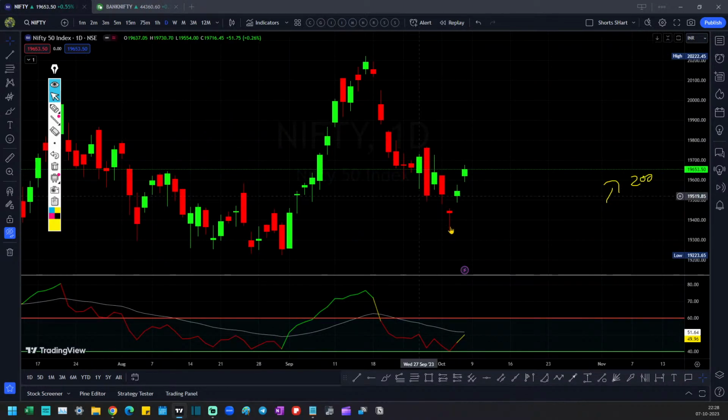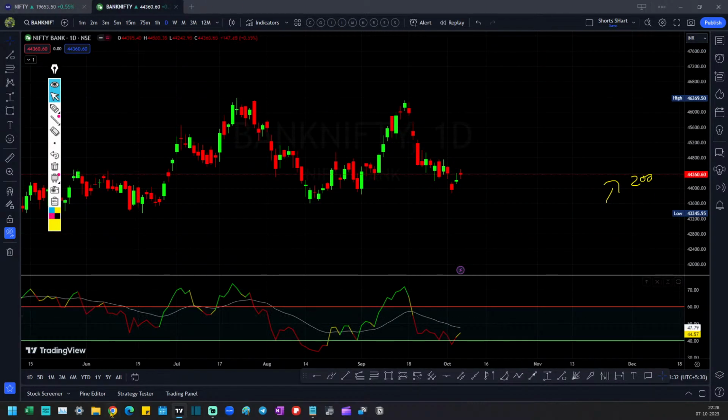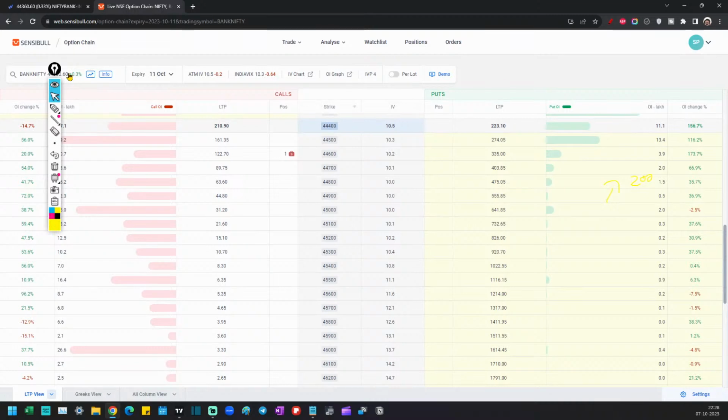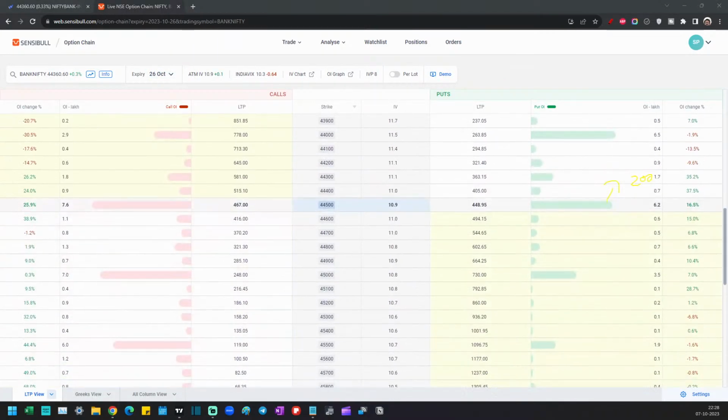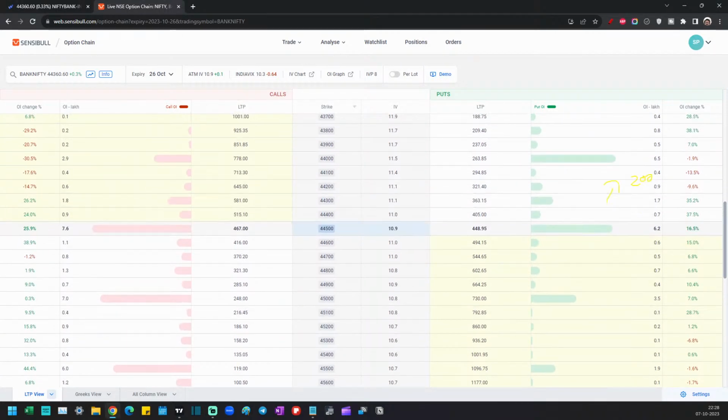But in Nifty, we can see that the put writers have gained their position at 19,500 and 19,600. Bank Nifty, we still need more clarity. Now, last thing, if I take you to Bank Nifty's October expiry, 26th October, where is the highest put writing happening?